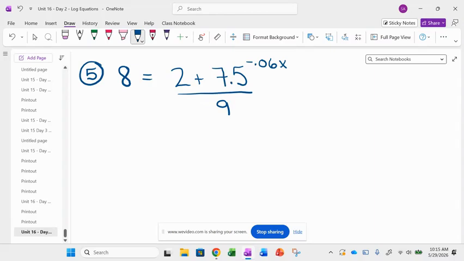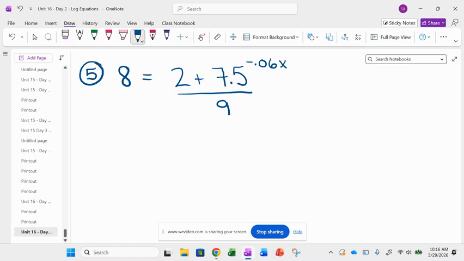Does that exponent belong to the whole numerator or just the 7.5? Just the 7.5. So that exponent belongs only to the 7.5. How would I know if it were meant to belong to the whole numerator? I would have had to put parentheses around the numerator. Exactly.